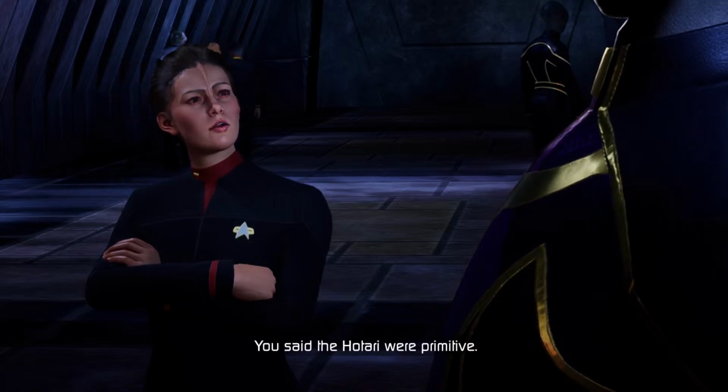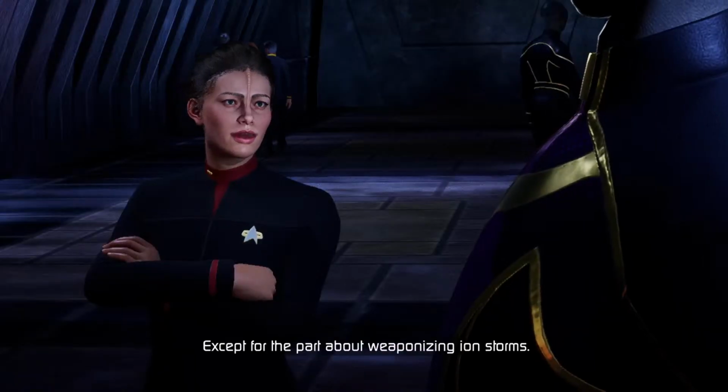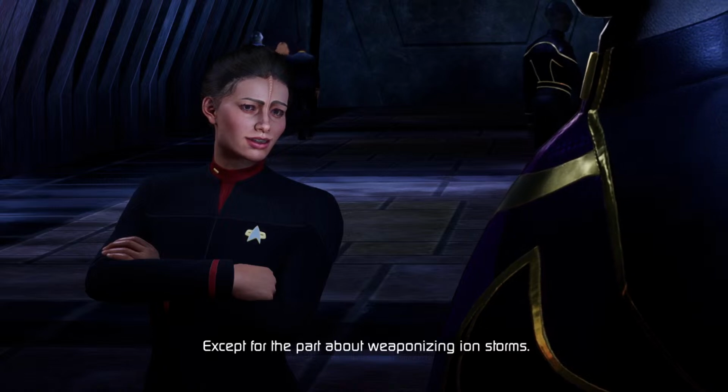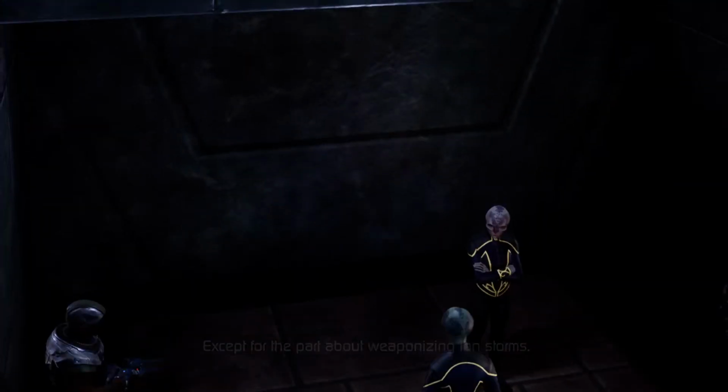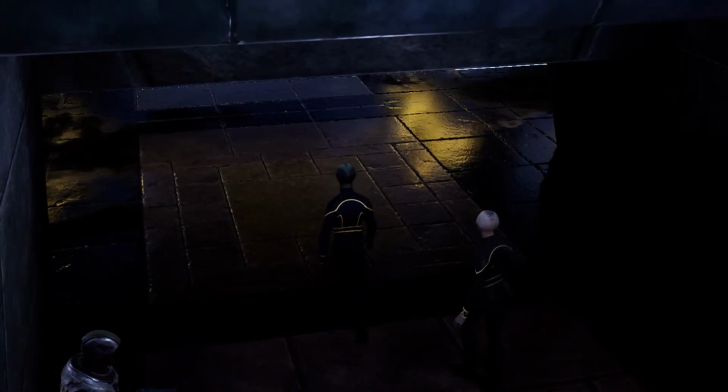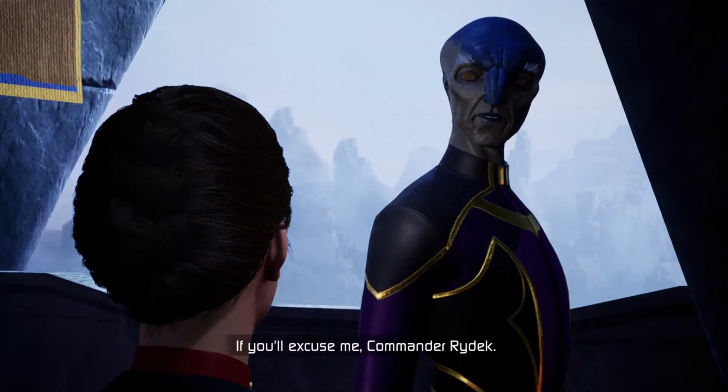You said the Hotari were primitive. Well, they are. Except for the part about weaponizing ion storms. If you'll excuse me, Commander Ryder.